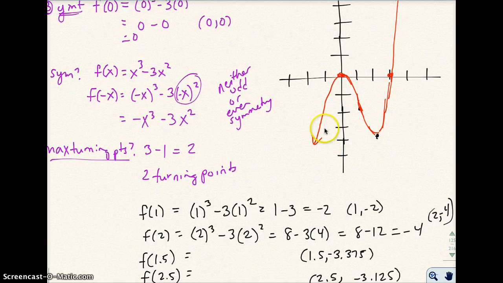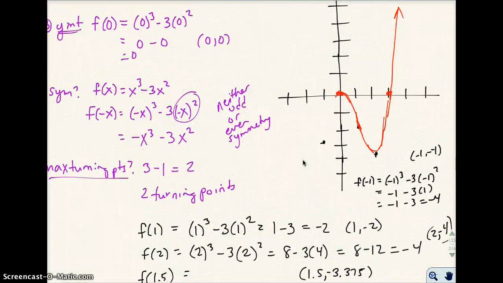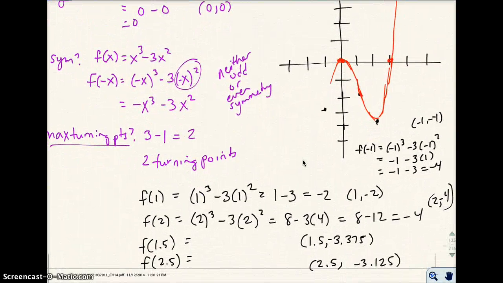Now, if you actually want to be a little bit more accurate, you want to figure out where this goes, you could even do f of negative 1. See what happens there? I get negative 1 to the 3rd power minus 3 times negative 1 squared, which is negative 1 minus 3 times 1, which is negative 1 minus 3, which is negative 4. So negative 1, negative 4, I can actually erase this, get a better graph. So negative 1, negative 4, what about there? So that's a graph of my polynomial function.